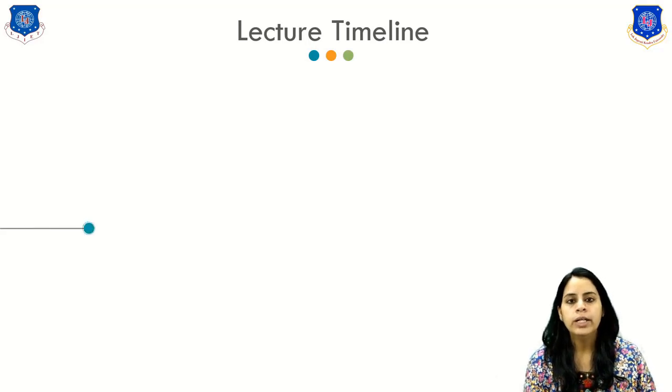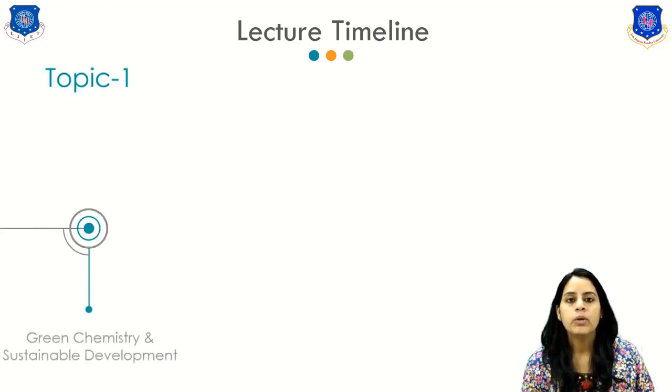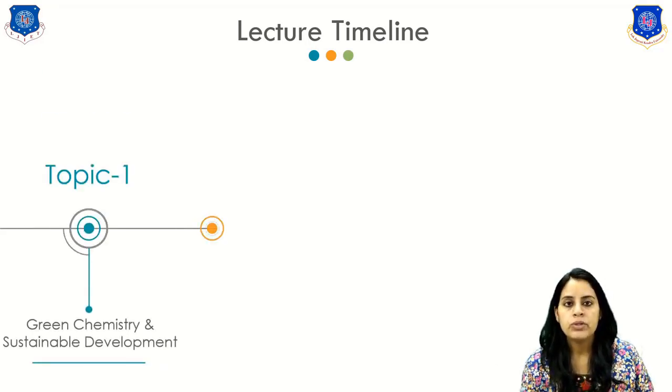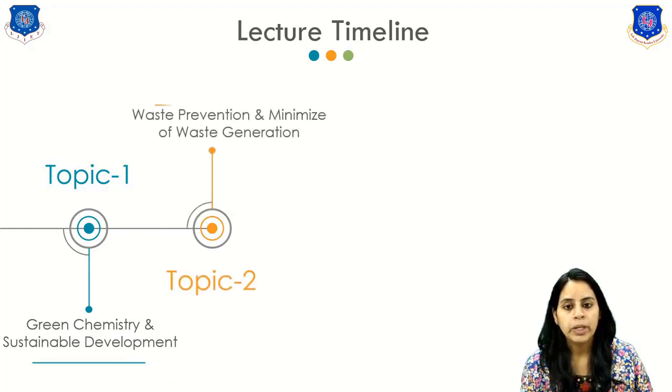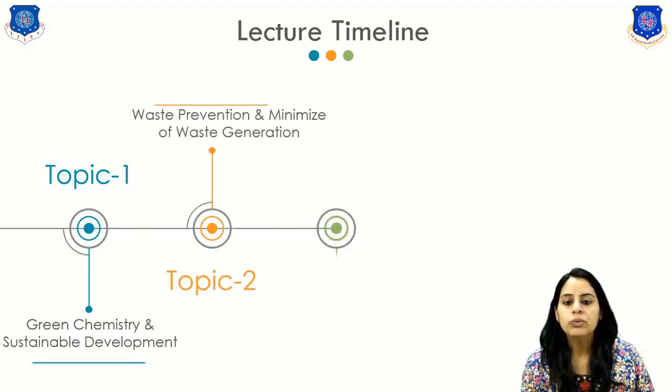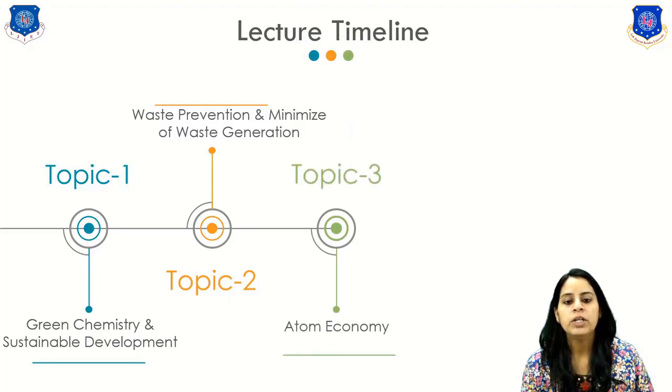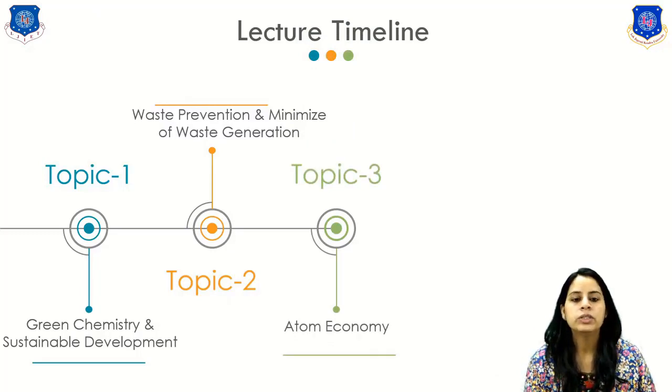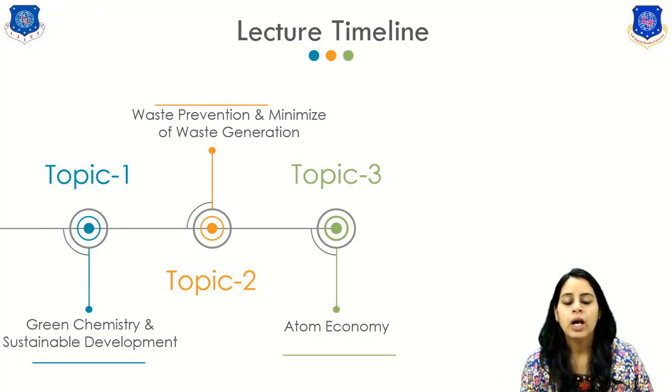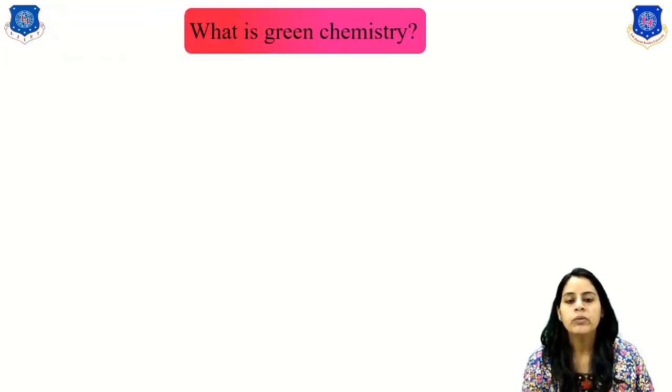Now, in today's lecture, we will discuss three topics. Topic number one is green chemistry and sustainable development. Topic number two is waste prevention and minimization of waste generation. And topic number three is atom economy. Right? Now, let's start with topic number one, which is what is green chemistry.